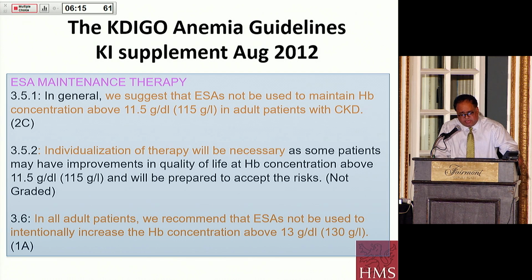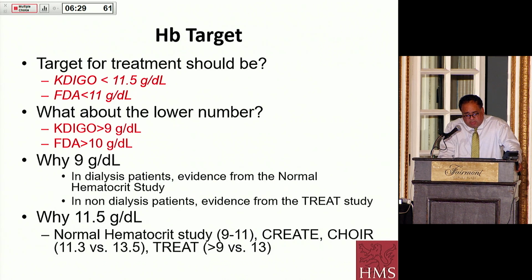So those are all these things. If you remember, this is stuff that might come up in the boards because it's pretty non-controversial now, at least given the state of play we have from an evidence standpoint. What should the hemoglobin target be? There's some debate here. KDIGO would say less than 11.5, FDA less than 11. What about the lower number of hemoglobin? KDIGO would say greater than 9, FDA would say greater than 10.